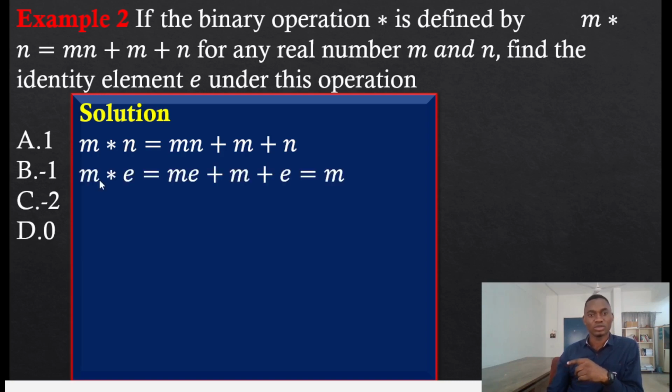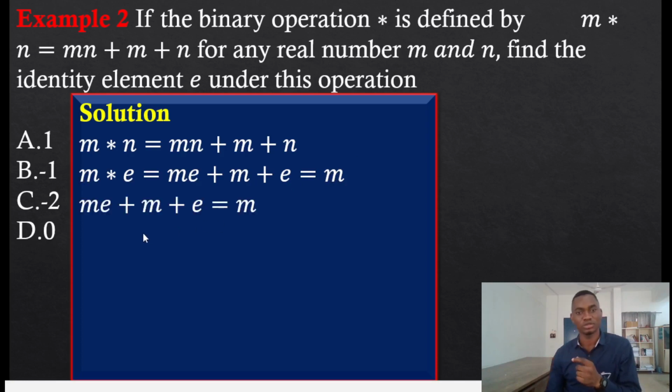Let's do that. So m star e is equal to me plus m plus e, then equals m. Yes, because whenever the identity element acts on a member of a set, the answer is always the member of that set. So m star e will always give us m. So let's proceed and solve this. We have me plus e, then our m will go to the right-hand side. We now have m minus m.